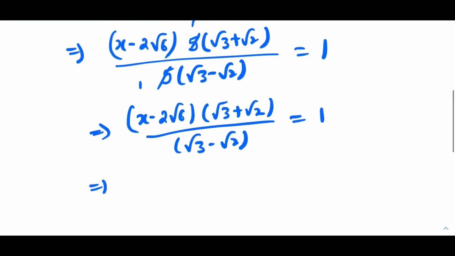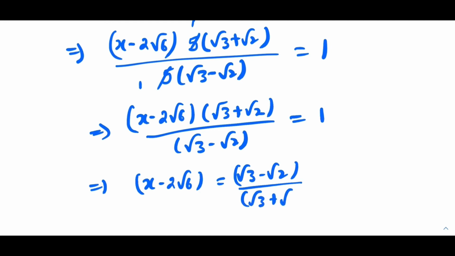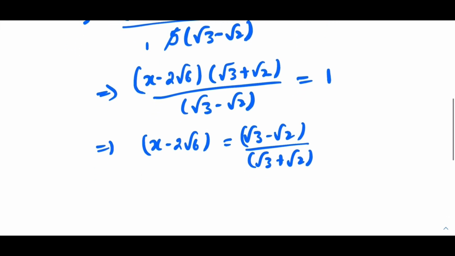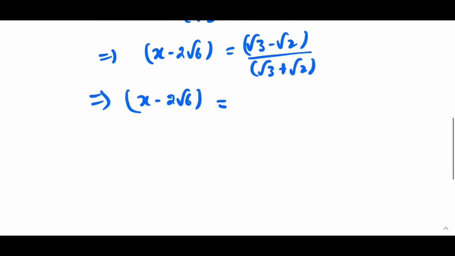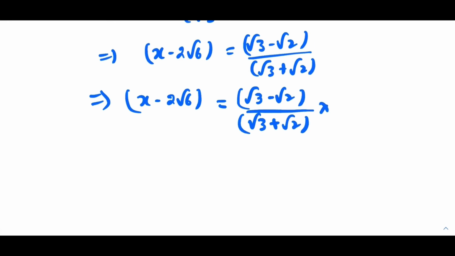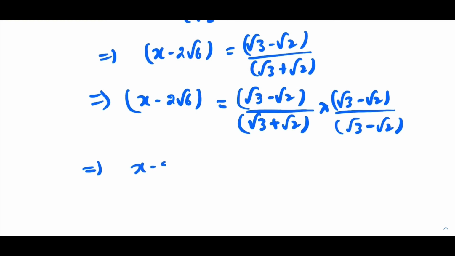This implies x minus 2 root 6 equals root 3 minus root 2 upon root 3 plus root 2. Now rationalize the denominator. So we have x minus 2 root 6 equals root 3 minus root 2 upon root 3 plus root 2 into root 3 minus root 2 upon root 3 minus root 2. Rationalize the denominator.